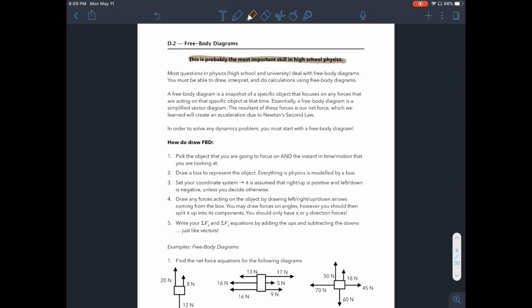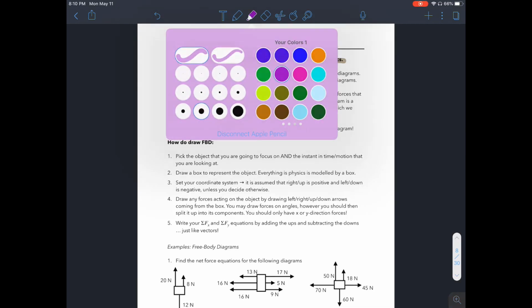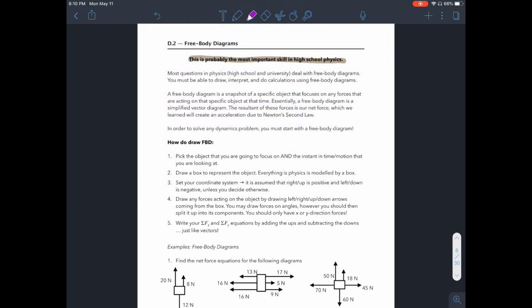These show up in virtually every type of question. And you cannot do dynamics questions without drawing a free body diagram. What this is, is a snapshot of a specific object that focuses on any forces that are acting on that object at that time. It's a simplified vector diagram. That's what it is. They're just vectors because force is a vector.